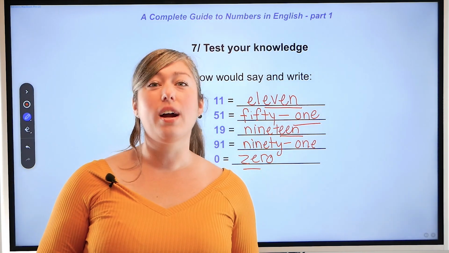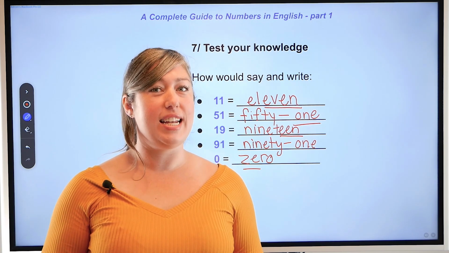0. That's it for our part 1 of a complete guide to numbers in English.